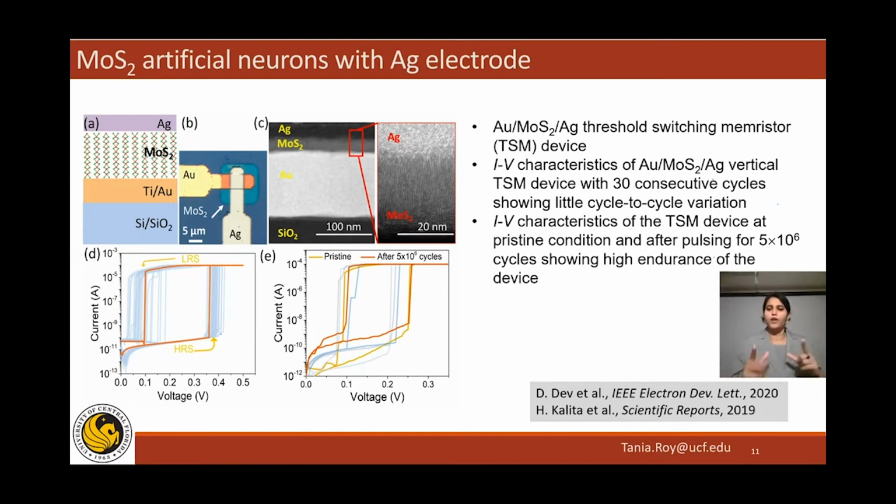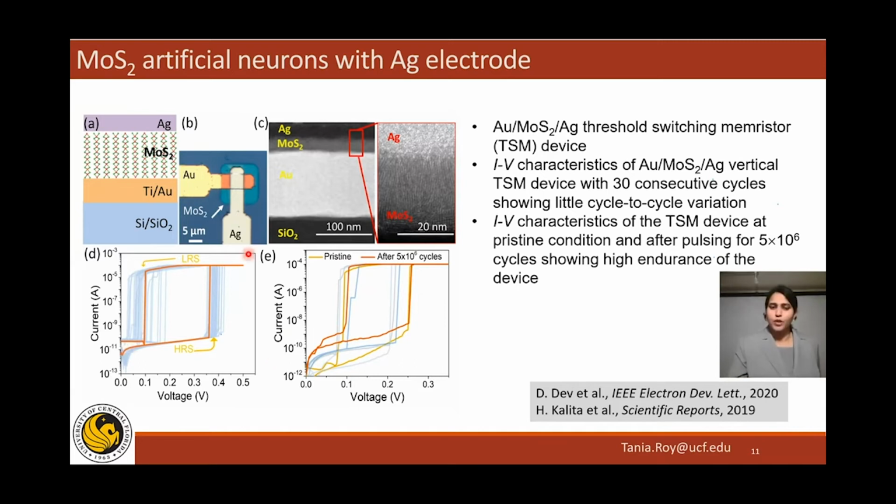For the neuron, what are the device characteristics required? The device has to be a threshold switching memristor, a volatile memristor. Here we can see that the memristor goes from high resistance state to low resistance state at a particular threshold voltage, and it shows sharp switching. But in the reverse sweep, it goes back to its high resistance state. So it doesn't have a memory. That's what a threshold switching memristor is. For the neuron, I'll show you why again, we require a volatile device which shows sharp switching.